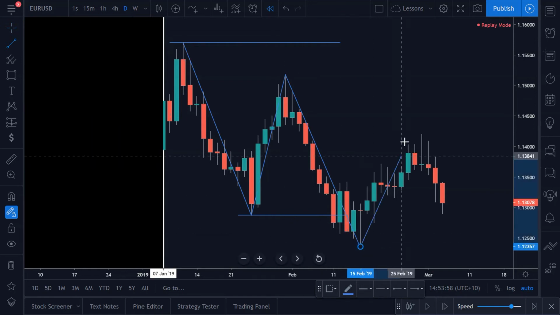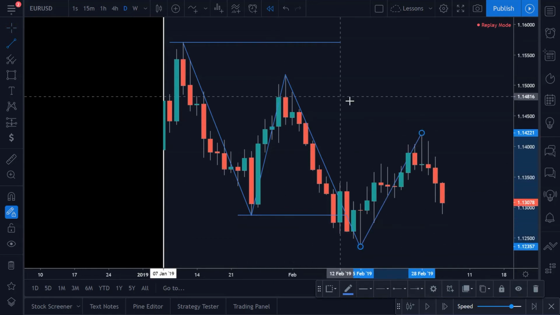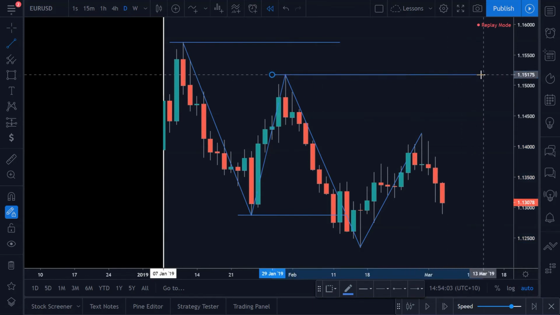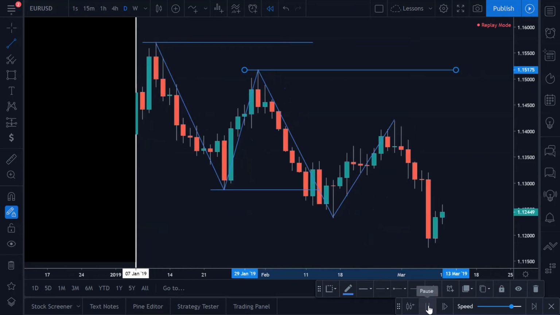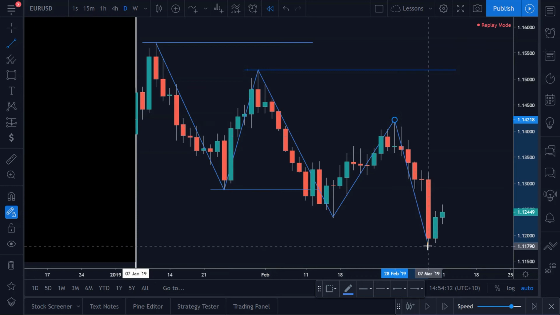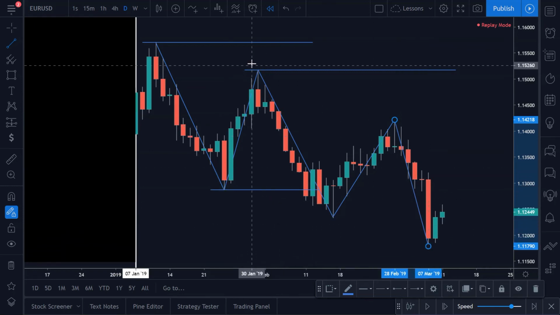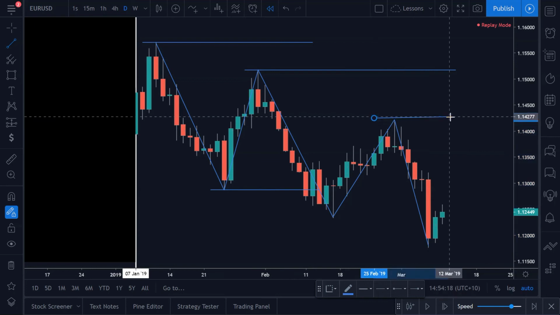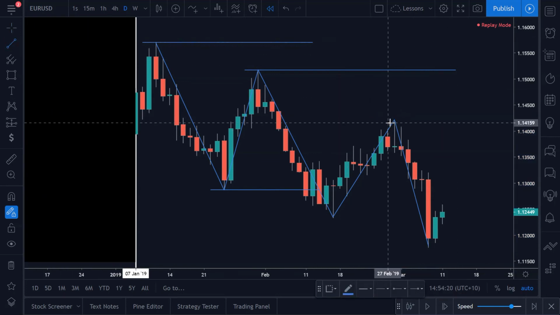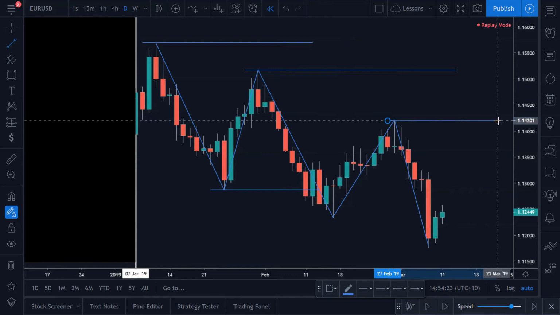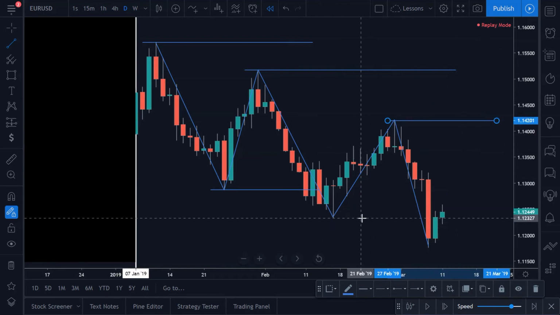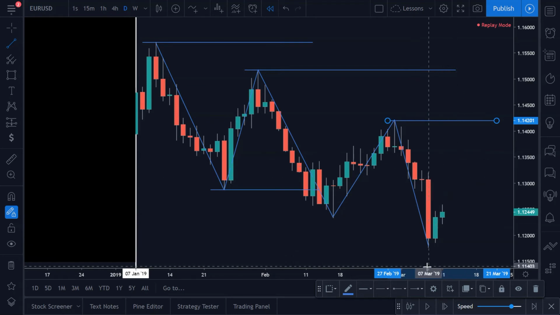So we have our next pullback here, and until price breaks and closes above this high up here, we have a potential bearish trend. So let's roll the market forward, and there we go. Now we have a confirmed bearish trend. We have lower lows and lower highs coming in. And again, until we break and close above this high here, we are expecting the market to continue lower in this bearish trend. It doesn't matter what it does between this low and this high, so long as it doesn't break and close above this high, we are anticipating the market to continue lower.